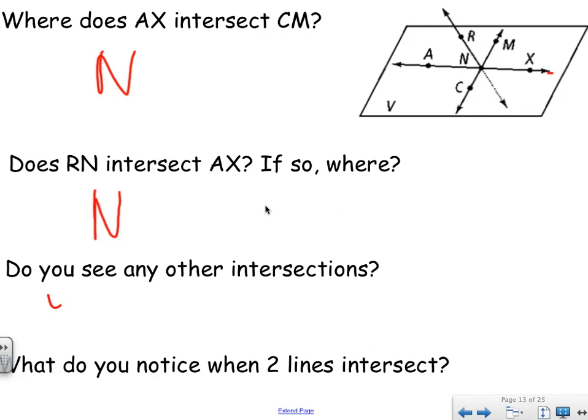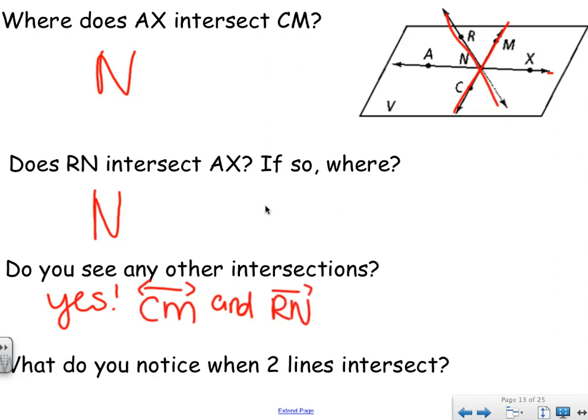Hopefully you said yes. Okay, so we talked about these two lines. And then we talked about RN and AX, but did we talk about RN and CM? Okay, so CM and RN are actually going to intersect at N as well. Okay, so since I had three lines, I had three intersections.